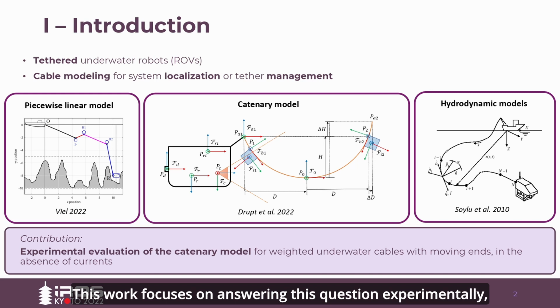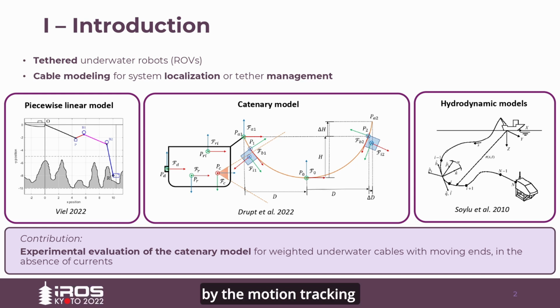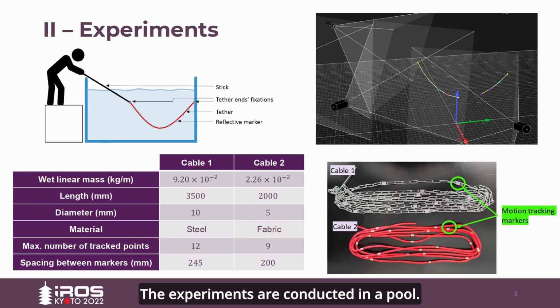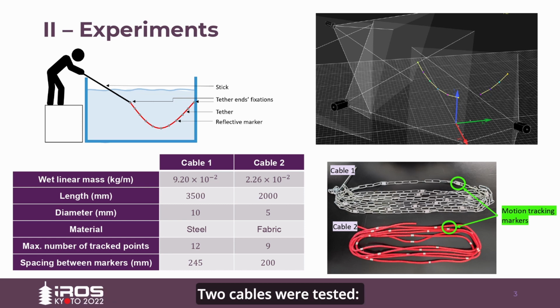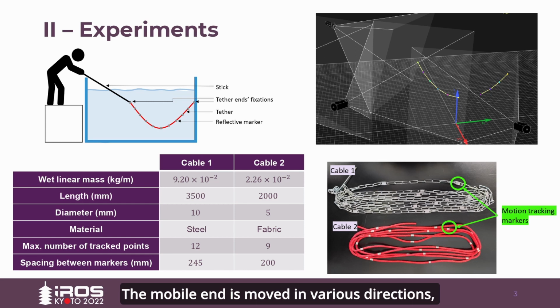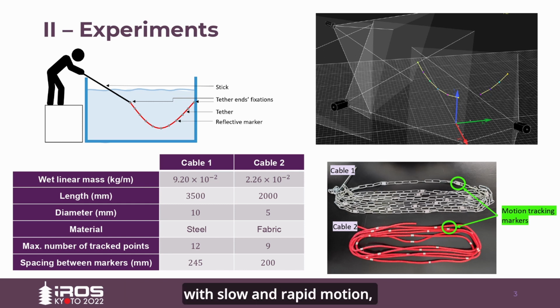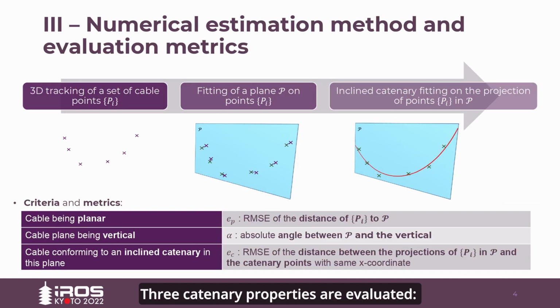This work focuses on answering this question experimentally by the motion tracking of two different underwater weighted cables. The experiments are conducted in a pool. Motion tracking markers are placed on the cable. One of the cable ends is fixed, and the other is tied to a stick to be moved by an operator. Two cables are tested, a metal chain and a light, thin rope, denoted respectively cable 1 and cable 2. The mobile end is moved in various directions with slow and rapid motion to figure out the limits of the model.